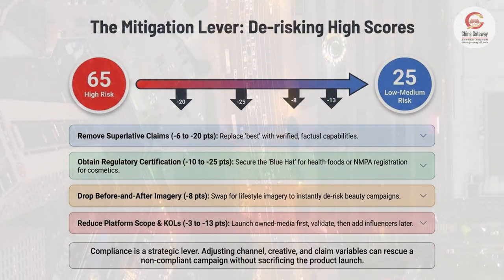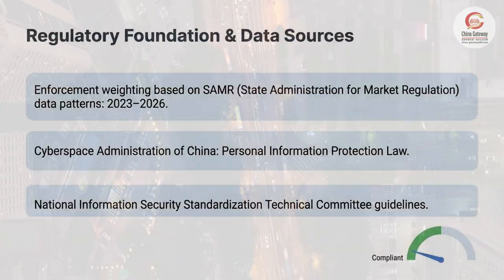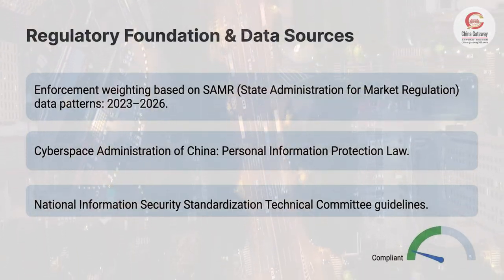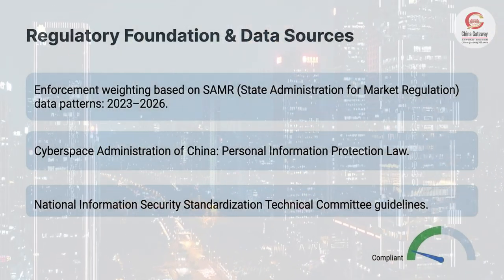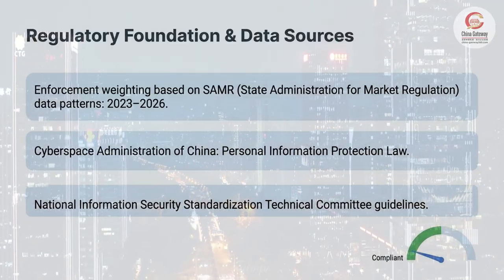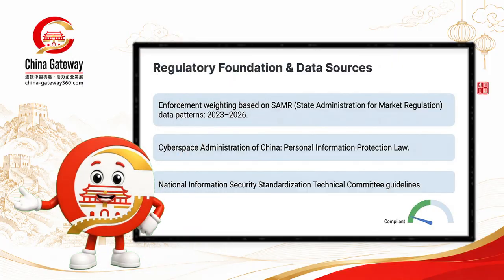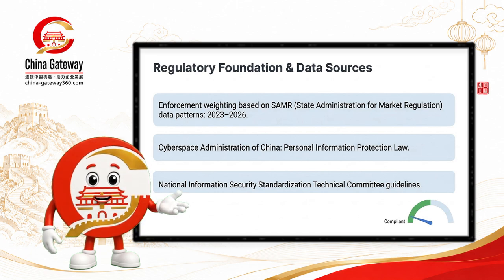The core takeaway here is that adjusting your channel, creative, and claim variables can successfully rescue a non-compliant campaign without sacrificing your product launch. It's really all about managing your exposure strategically well before the algorithms step in and do it for you. So, ask yourself, are you assessing your campaign's risk before you design, or after it's already too late?